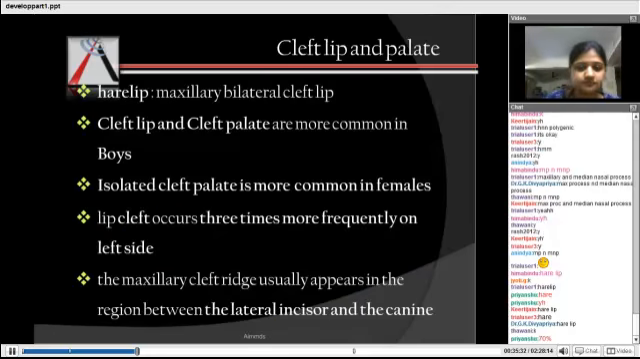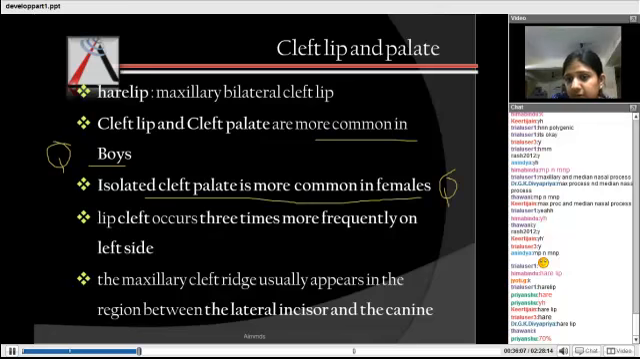Next, about cleft lip and cleft palate occurring together. Hair lip we have already seen, it's bilateral cleft lip. Let's look at the incidence patterns over here. When cleft lip along with cleft palate happen together, that is more common in boys. MCQ. Has been asked many times. You have to be familiar with this. Isolated cleft palate is common in females. MCQ again.